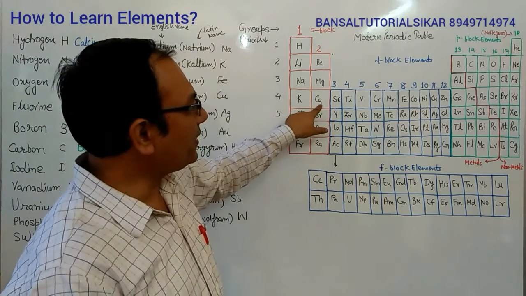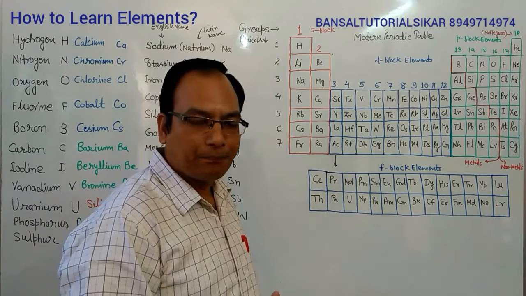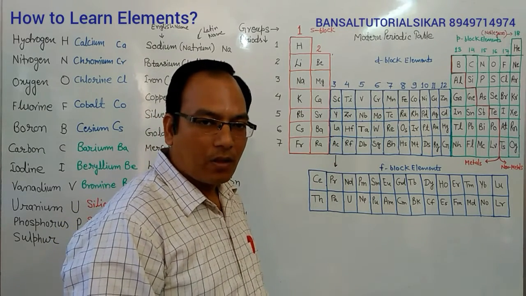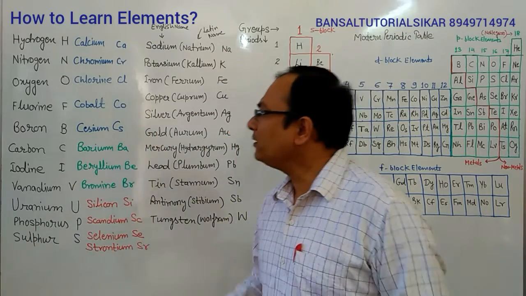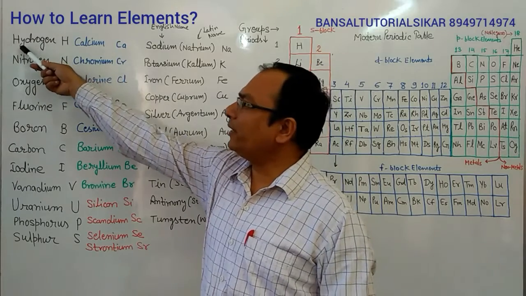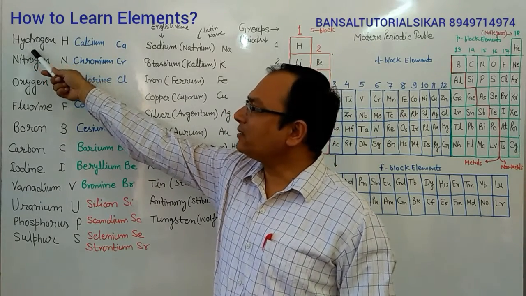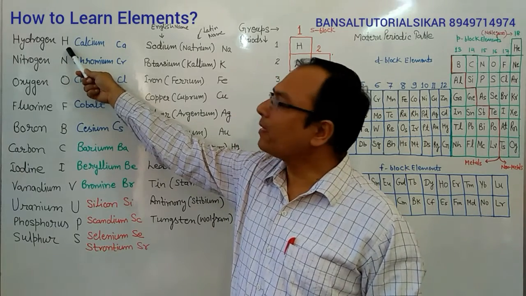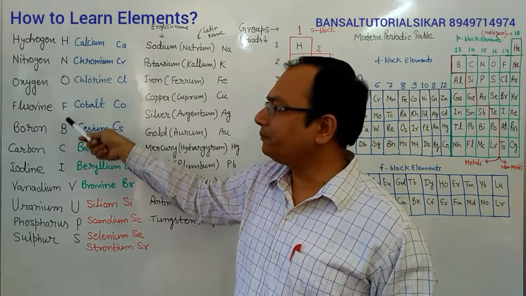Each symbol will represent one atom of each element, and these symbols are formed by the initial letter of their name. For example, hydrogen is symbolized as H, and this letter is always a capital letter.